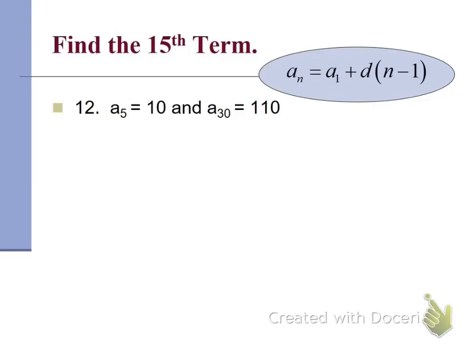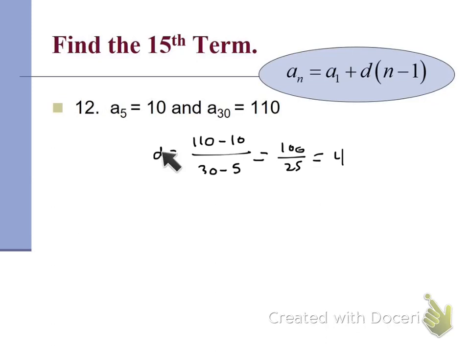Okay? Let's do another one. I tell you the 5th term is 10. The 30th term is 110. Let's find the common arithmetic difference: the difference equals 110 minus 10 over 30 minus 5. Are we comfortable there? So I get 100 over 25, which is obviously 4. So if I stop right there, are we good?